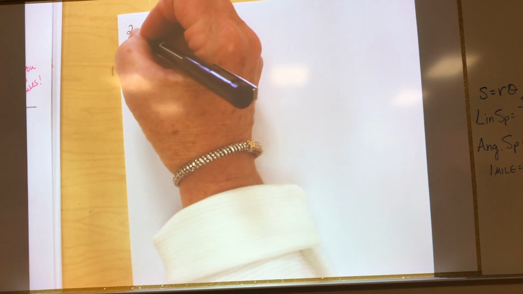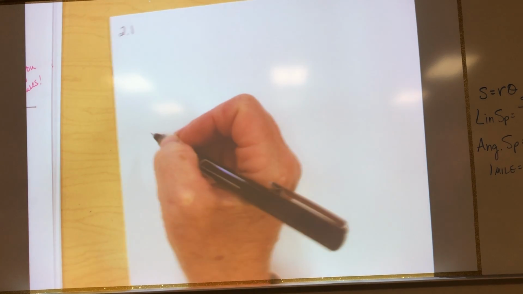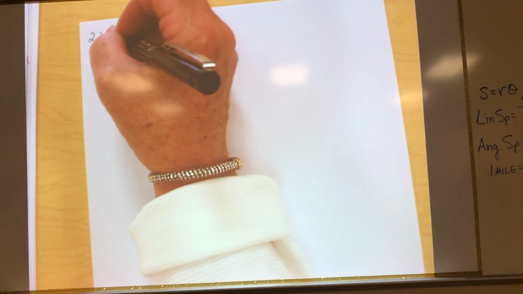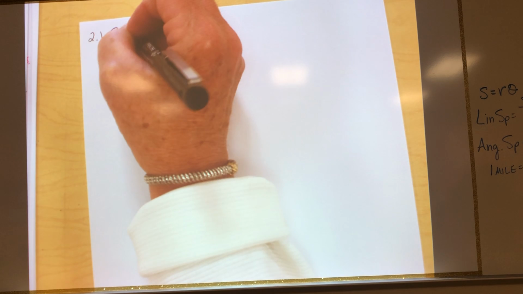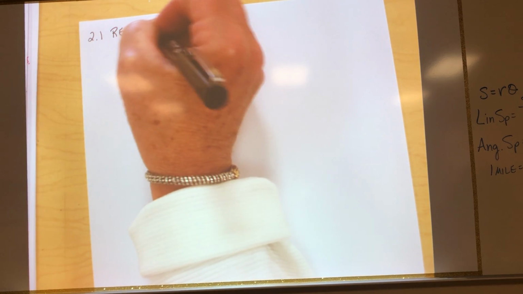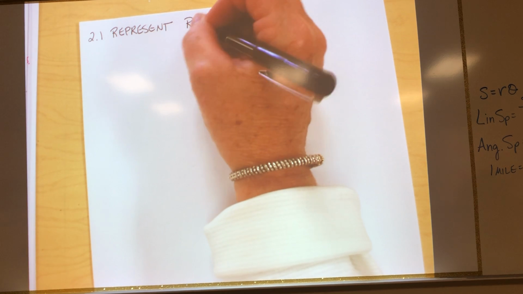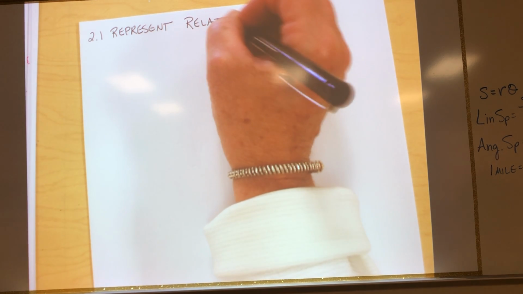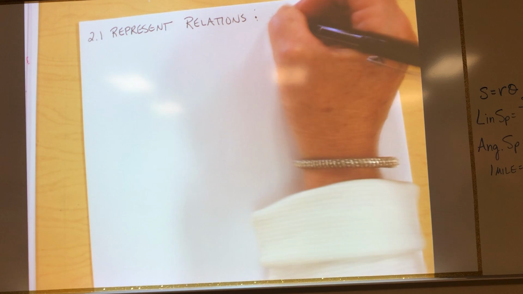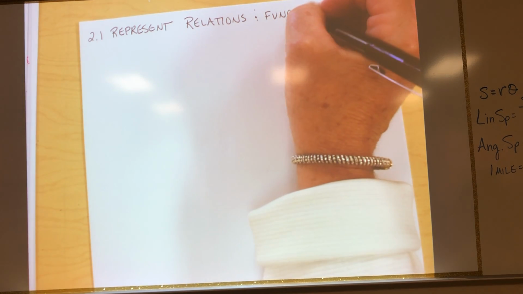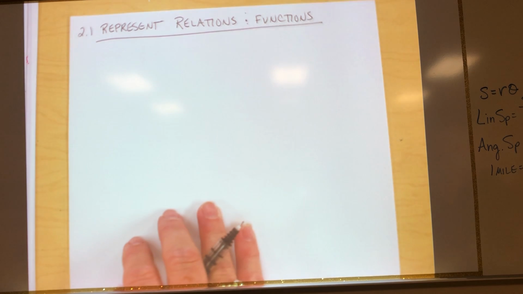So now we are moving right along and we're gonna start chapter 2. We're gonna do 2.1, which is represent relations and functions. Okay, represent relations and functions.